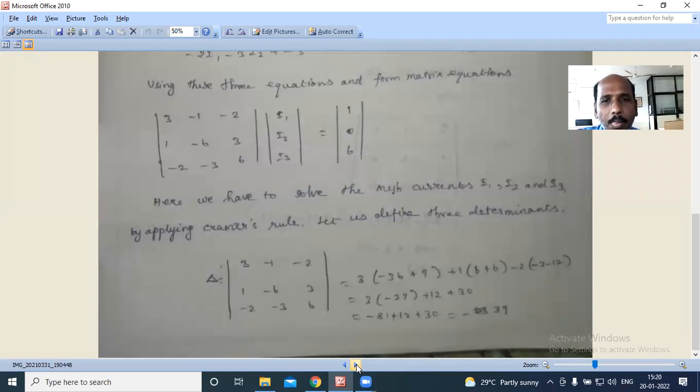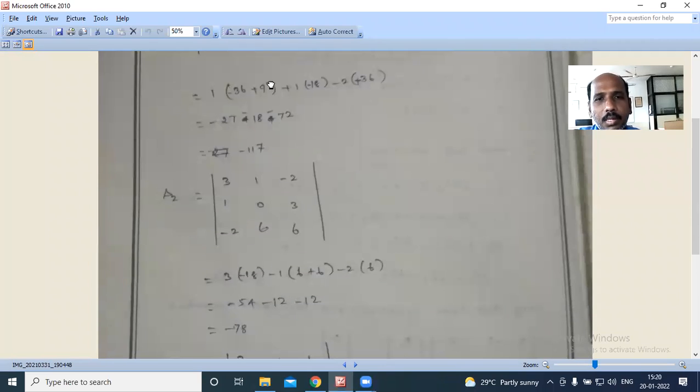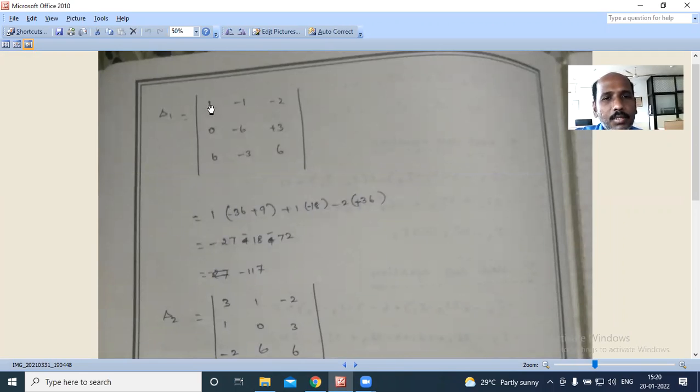Del 1 value equals the matrix where the first column is replaced by 106. Rest of the values are the same. Again, you find it the same way: 1 into 6 into 6, minus 36. Minus of minus 3 into plus 3, minus of minus is plus, so plus 9. Plus minus of minus here, plus 1 into, if you are crossing this one and this one, 6 into 0, 6. Then minus of 6 into plus 3, minus 18. Then minus 2 into this row and this column cancel, 0 into 3, 6 into 6. So minus, minus of minus 6 into 6, so plus 36. You can get minus 117.